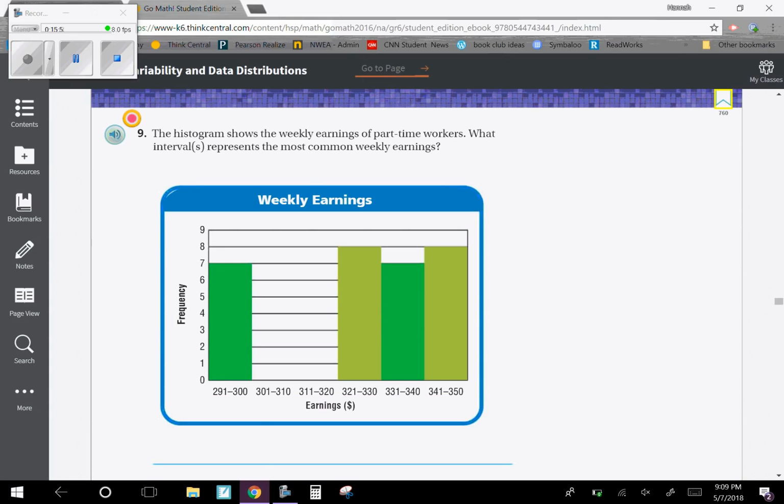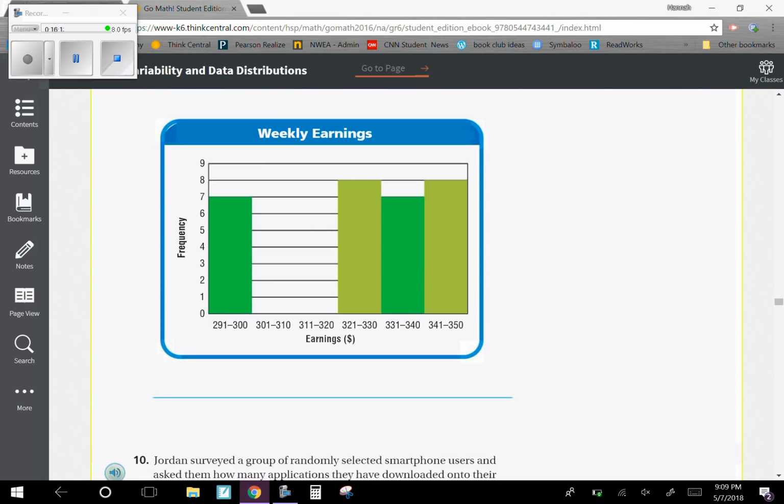Number 9. The histogram shows the weekly earnings of part-time workers. What intervals represent the most common weekly earnings? So the most common, that means the mode, so don't overthink it. The two that occur the most. Okay? So that would be 321 to 330.